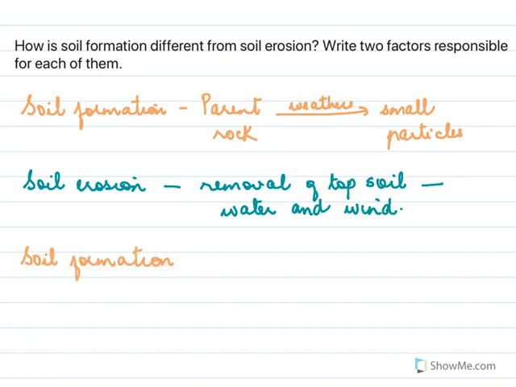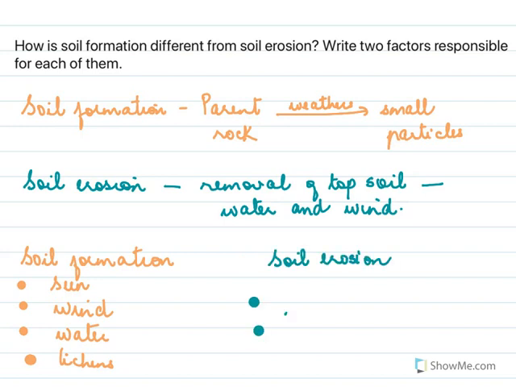We have a couple of agents for soil formation. That's the sun, we have wind, water, and small biological soil formation with the help of small lichens and other very small plants growing on the rock. But when it comes to soil erosion, water or wind causes soil erosion.